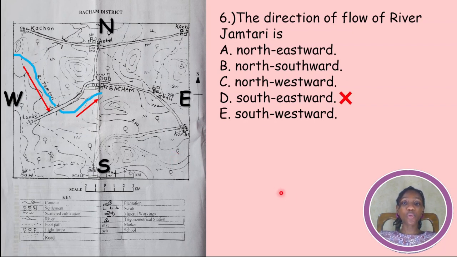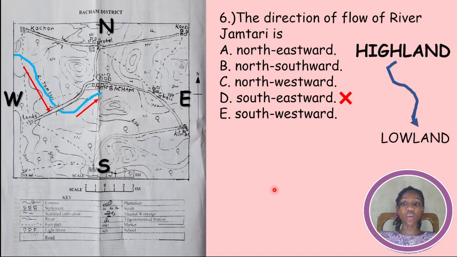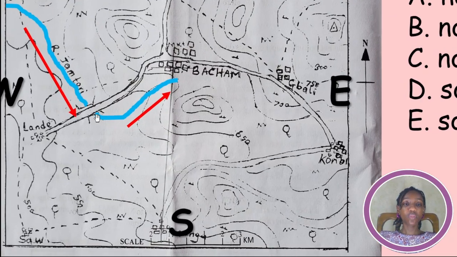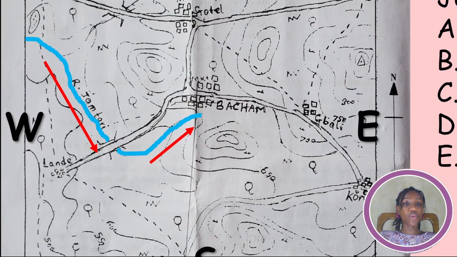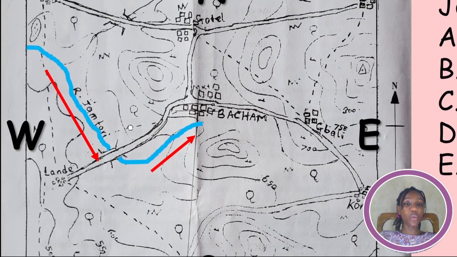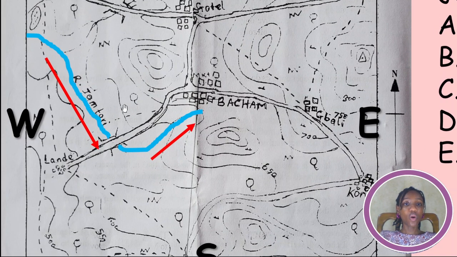The correct way to approach this question is to remember that rivers always flow from highland to lowland. So now let's look at the contours to determine which area is highland and which area is lowland. Focusing on the contours crossed by the river, let's zoom in. Looking at River Jamtari, we can see how it crosses two contours, one here and another one just below it: 650 and 600.